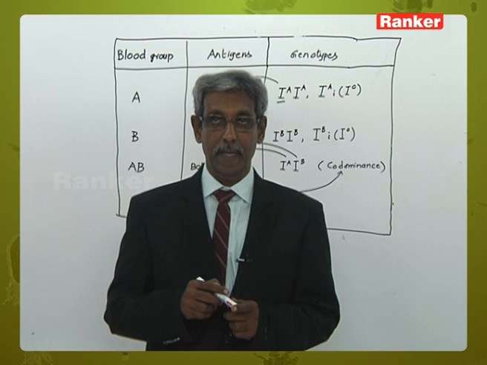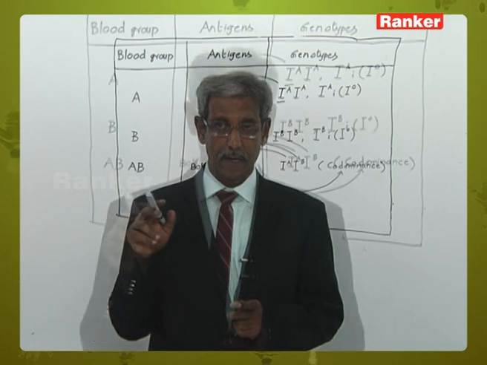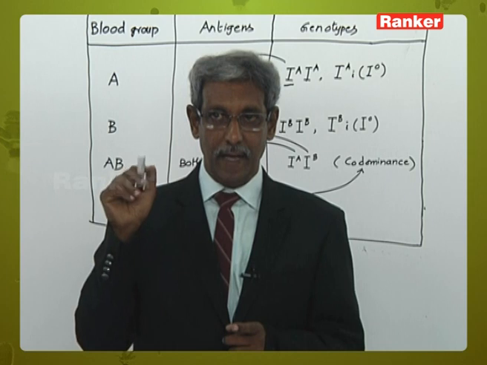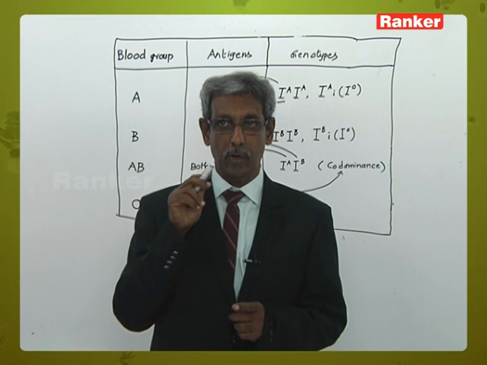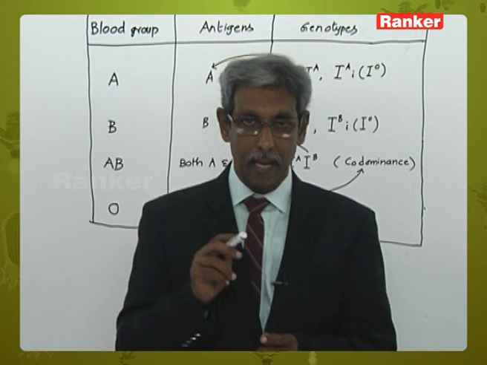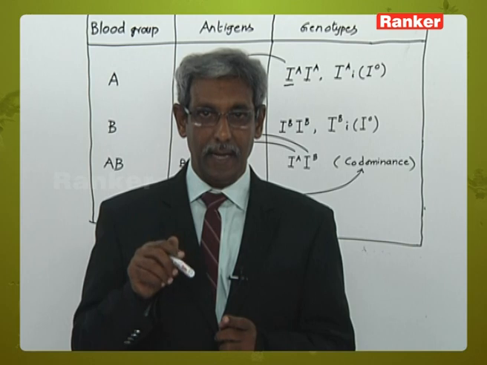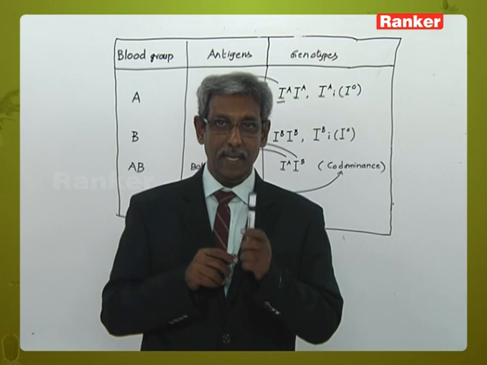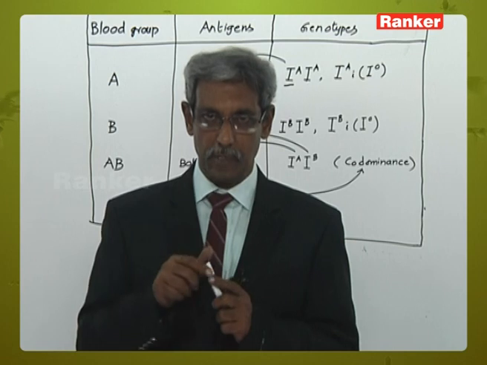In the first row across, in the first one you have an IA IA combination. Next you have an IA IB combination, and in the third you have an IA and small i combination. When you come to the middle row, we have IA IB, then IB IB, and then IB i. The combination where you have an IA and an IB deals with codominance. It is said to be codominant, that is, both the genes are expressed here.